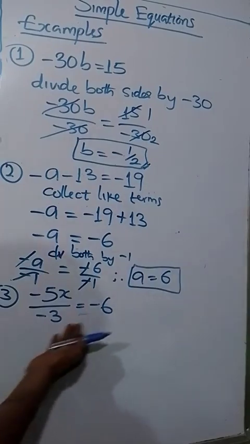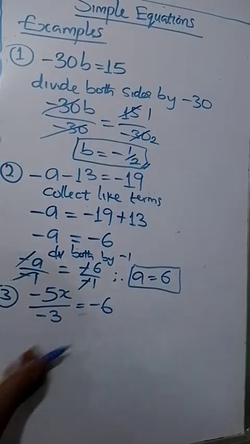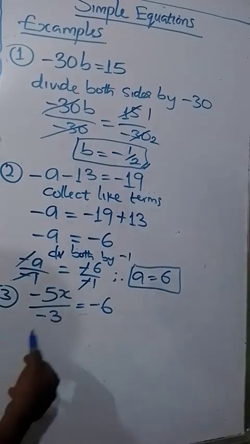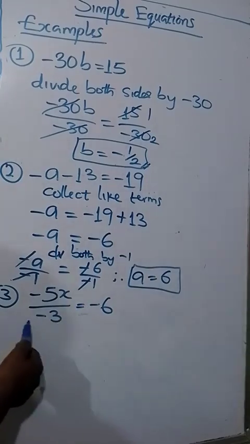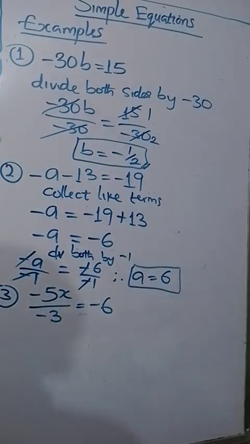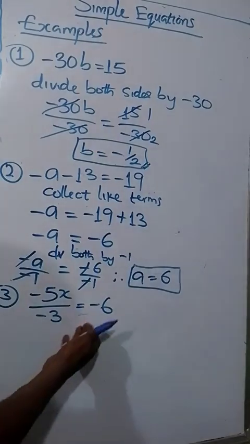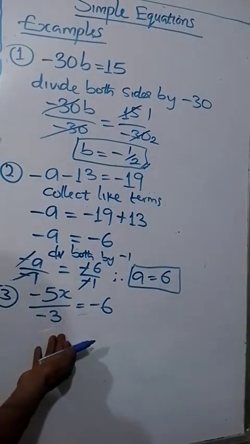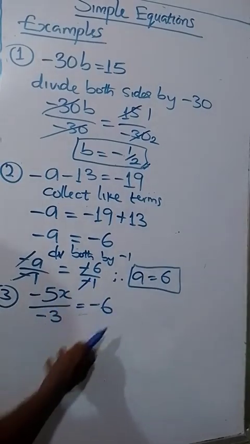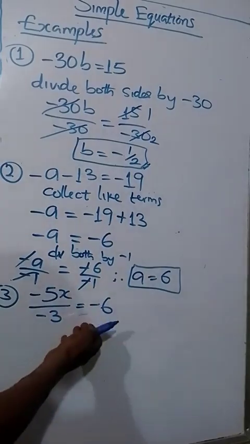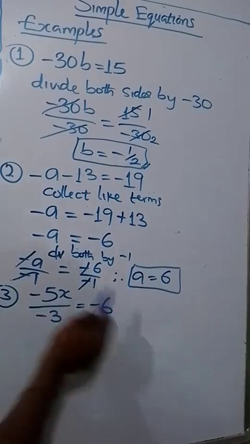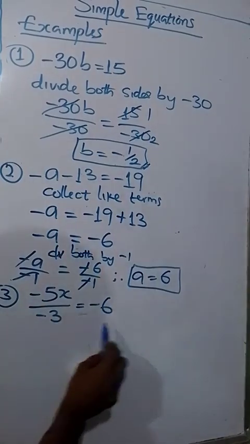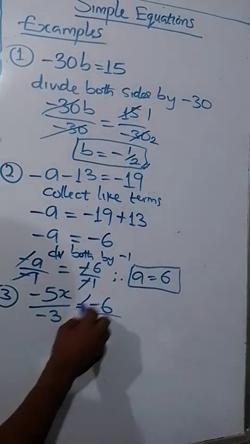We can divide both sides, but it will be very cumbersome for us. We can divide both sides by minus 5 over minus 3, but it will take a whole lot of time and the solution will be cumbersome. We cannot find the LCM because there's nothing to be added. And there's no bracket to be opened. So we are cross multiplying.